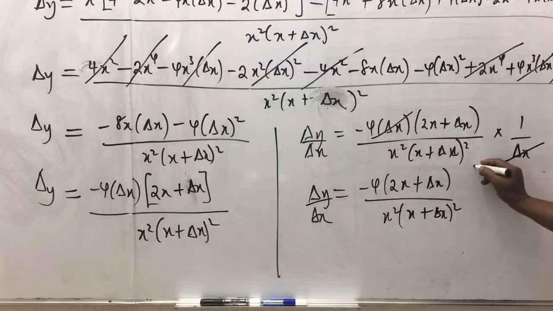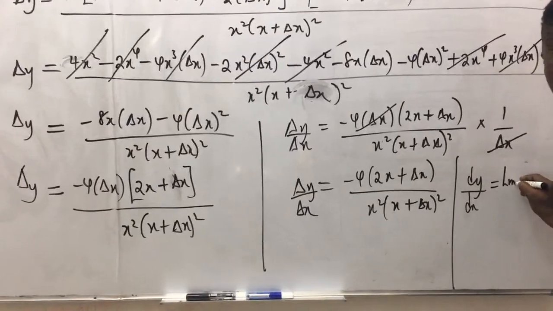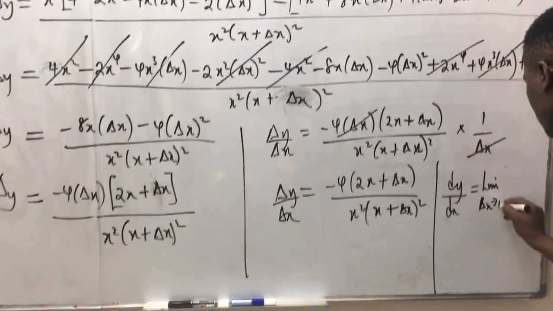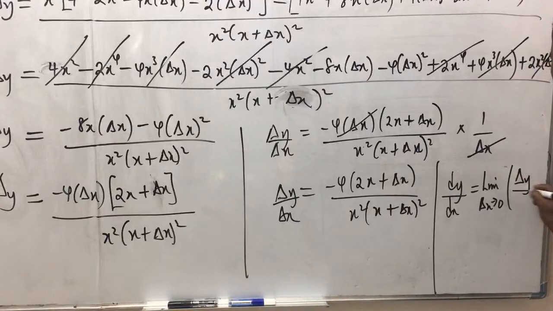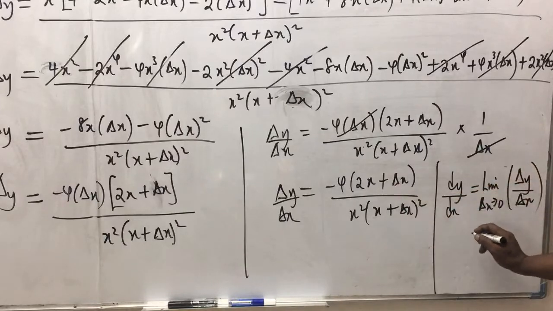So what then is dy/dx? The dy/dx is you taking the limiting value as change in x tends to 0 of change in y all over change in x. So all you have to do to get dy/dx is to put change in x as 0 in this last expression of your gradient function. So I'm going to do that.